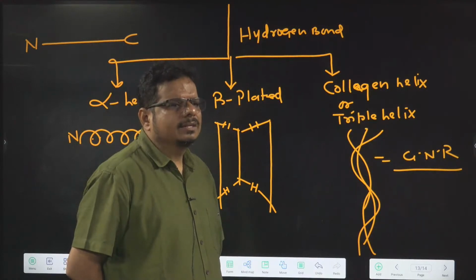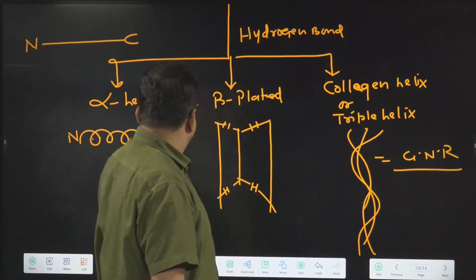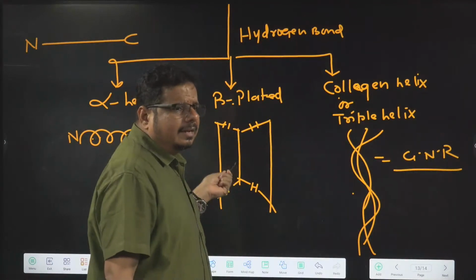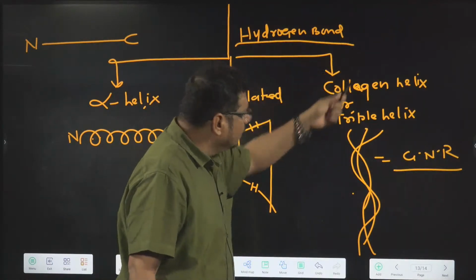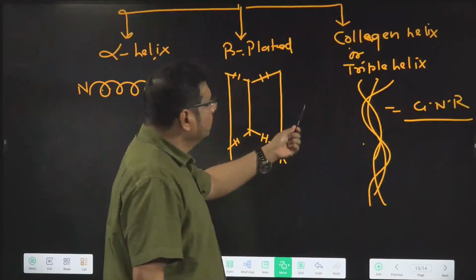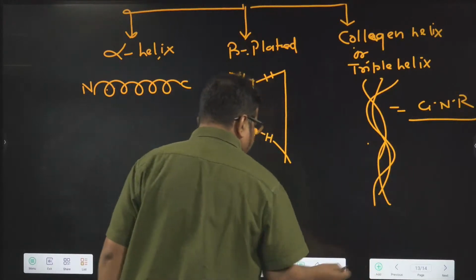So the collagen helix or triple helix model, alpha helix, and beta pleated are all which kind of structure? Secondary structure, and all are due to which bond? Attraction between two amino acids due to hydrogen bonds. Now we are going to talk about the tertiary structure of protein.